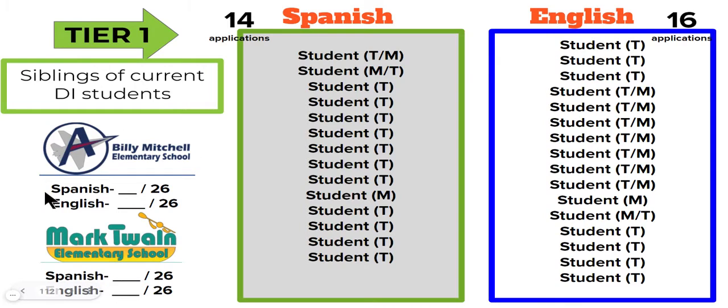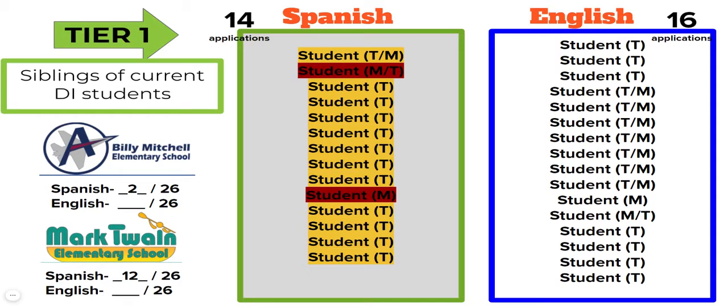We will begin now to place students into their program of preference, if a spot is available, into the language category to which they pertain. The first student, now highlighted in yellow, will be placed at Twain, their first preference. The next student will be placed at Billy Mitchell, their first preference. These students will be placed at Twain, the next student at Mitchell, and the remaining students at Twain.